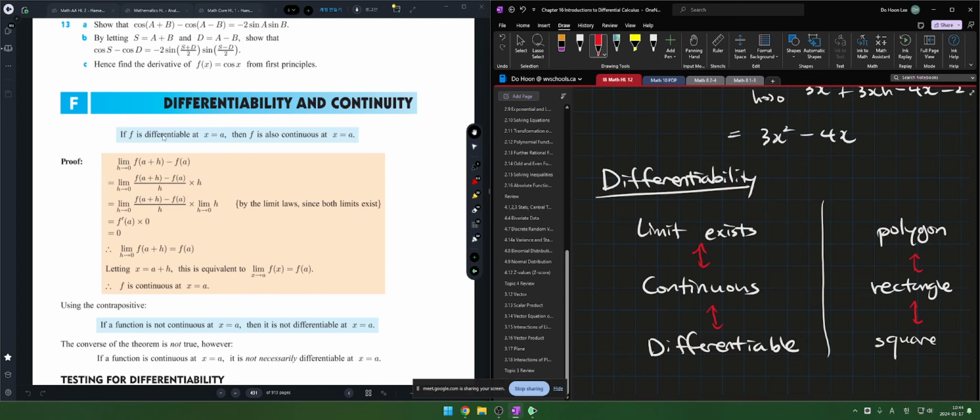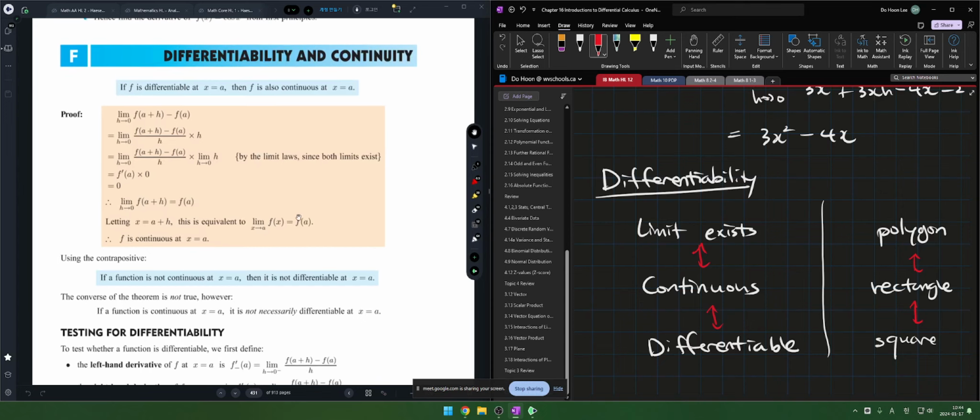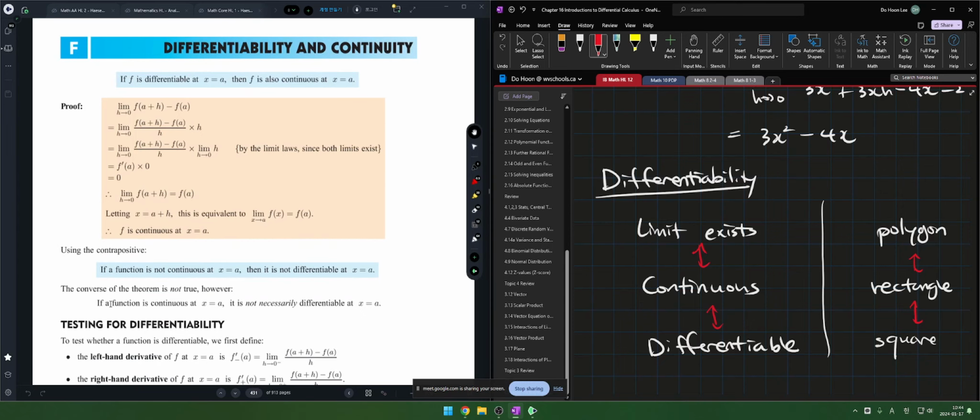You can see in the blue box on the left-hand side, if f is differentiable at x equals a, then f is also continuous at x equals a. However, the converse: if a function is continuous at x equals a, it does not imply that it's differentiable at x equals a. Just to recap, what is the idea of the limit existing? Limit exists means that the limit from the left-hand side and the limit from the right-hand side are there and they're equal. That's the idea of the limit existing.